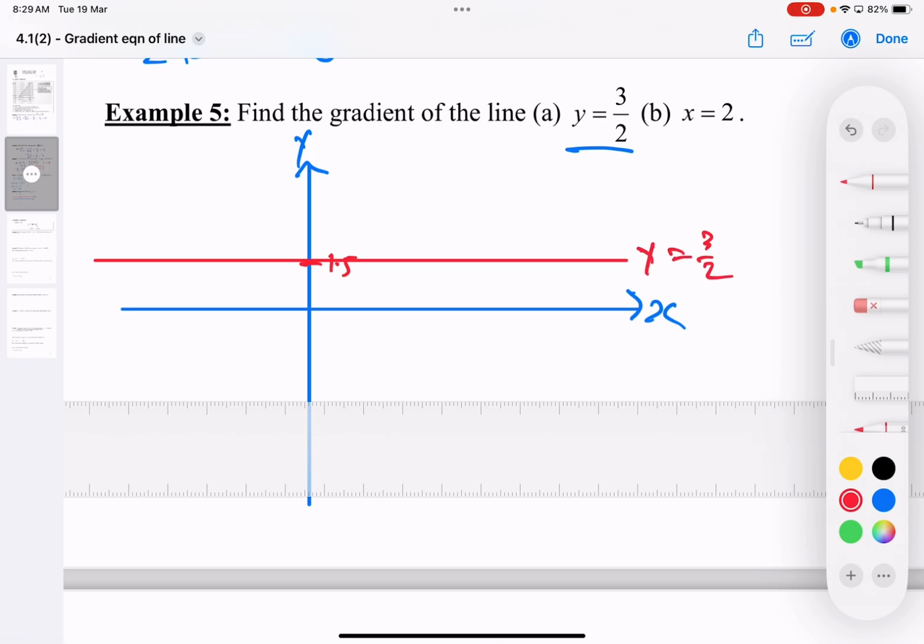Now, once I draw this out for you, you should be able to tell me what is the gradient of this line. Don't even need to do any calculation. Remember, I want you to recall, what is the definition of a gradient of a straight line? Maureen, what is the definition of a gradient?